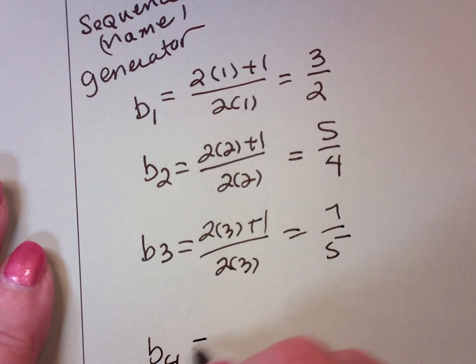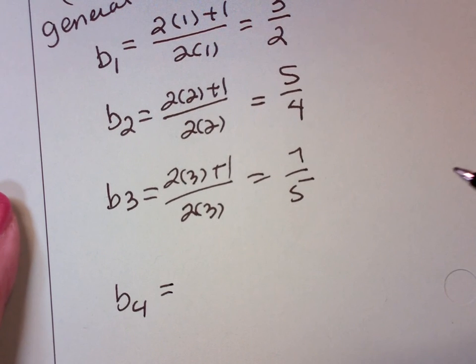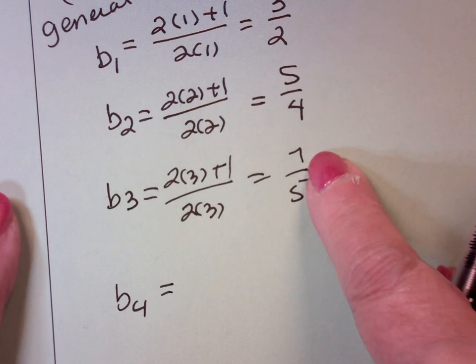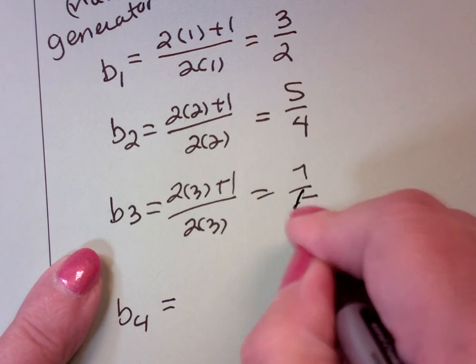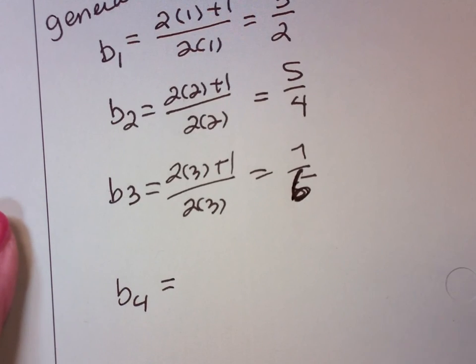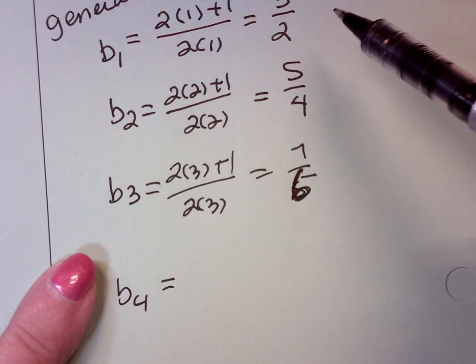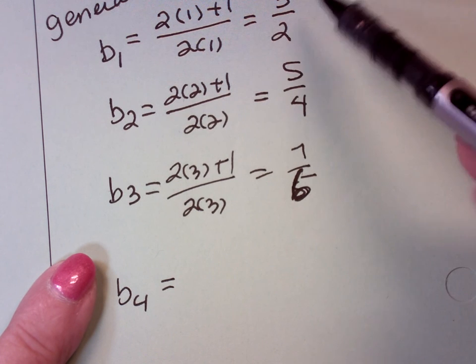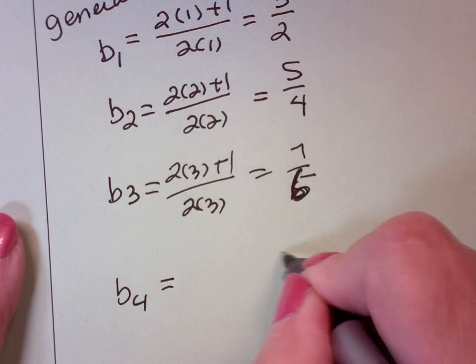What's B sub 4? 9, 6. Why would you... 7 over 6. We already have 7 over 5. Oops. 7 over 6. I see what you mean. So what's the next one? 9 over... So what do you think the sequence is? So it is going to be 9 over 8, but why would you say that?